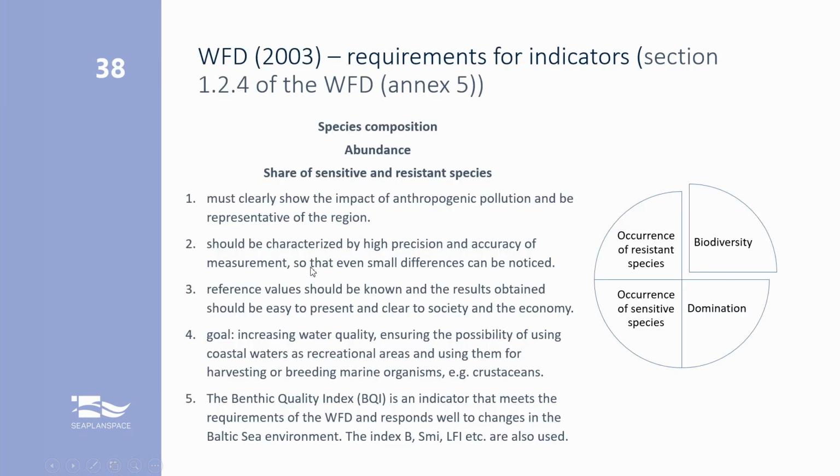Already in 2003, the Water Framework Directive stated requirements for indicators, and nowadays these requirements are quite complex. First of all, we have to take into consideration species composition, then abundance and share of sensitive and resistant species. So we have all these four parts to be considered: biodiversity, domination, occurrence of resistant species, and occurrence of the sensitive species.